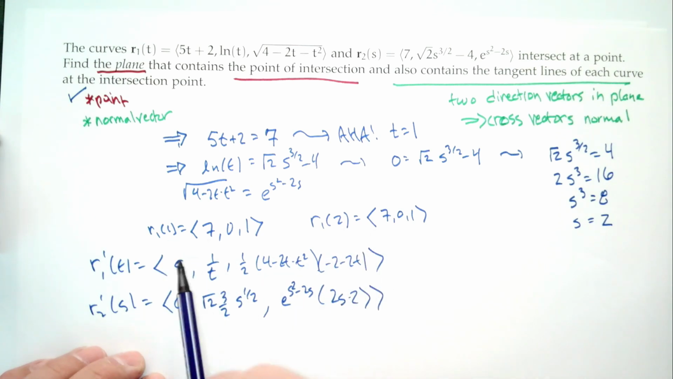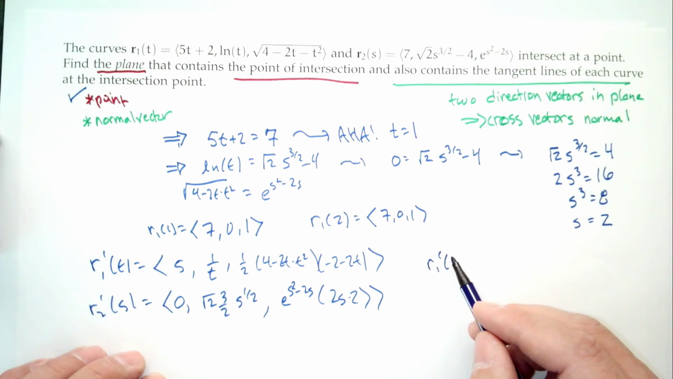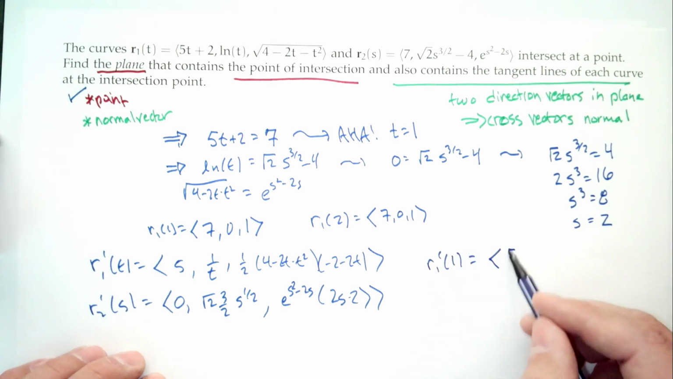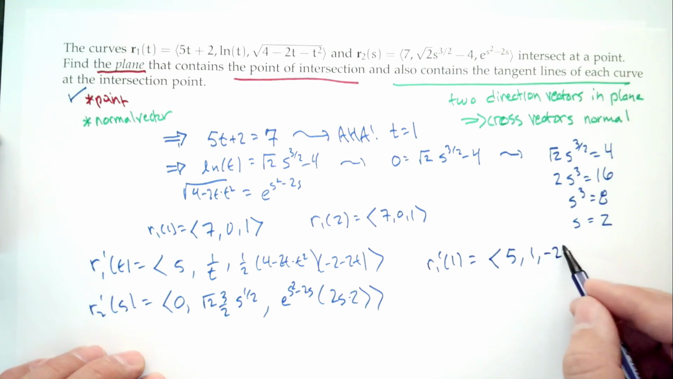Plug in our points. We know where we are at the points, so we don't have to take a cross product of these complicated things. Why do a complicated thing when a simple thing works? So r1 prime, you plug in 1, and you end up getting something. Again, if we had time, we'd actually try to figure out what that something is. But we don't have time.